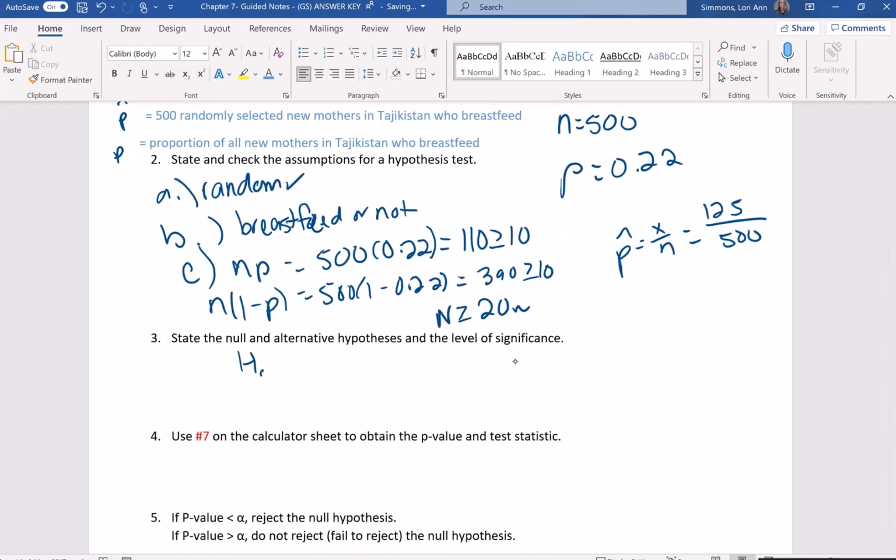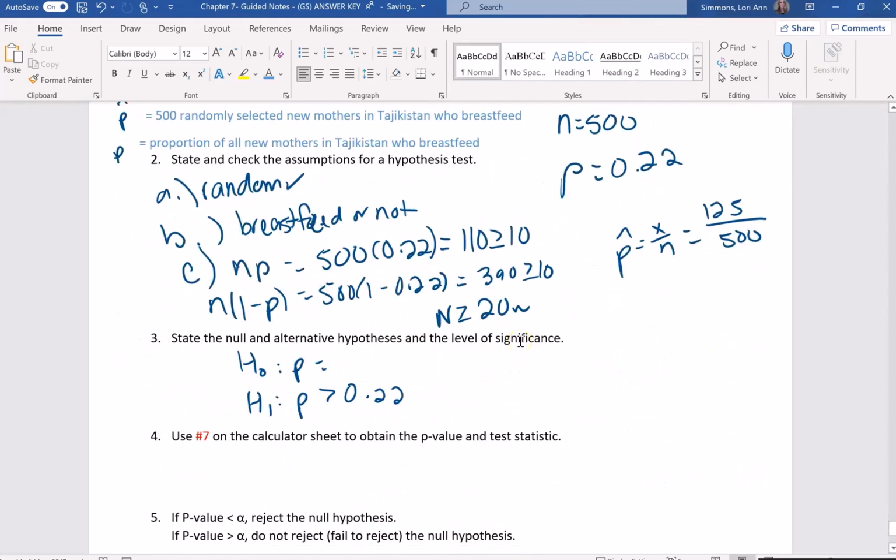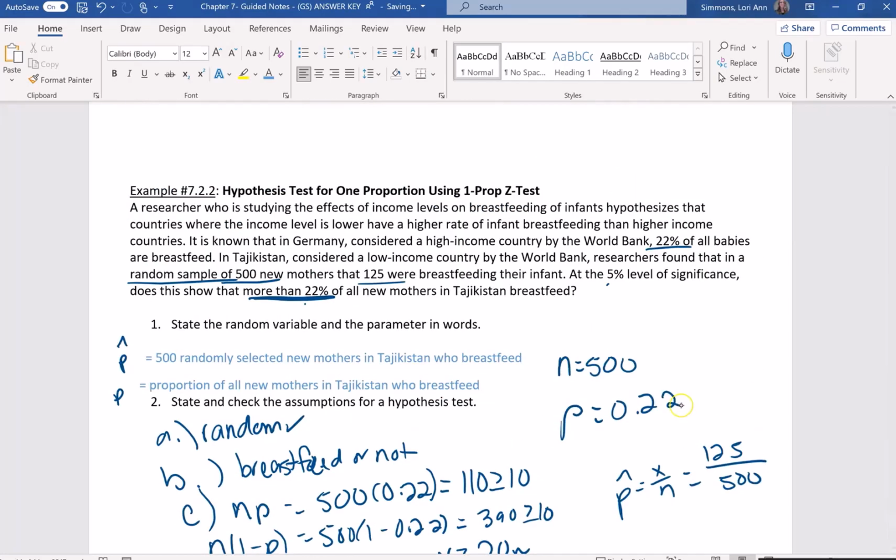What's the null and alternative hypothesis? P is our parameter, and we're looking for greater than 22% or more than 22%. So greater than 0.22. Alpha was stated to be 0.05 right there.